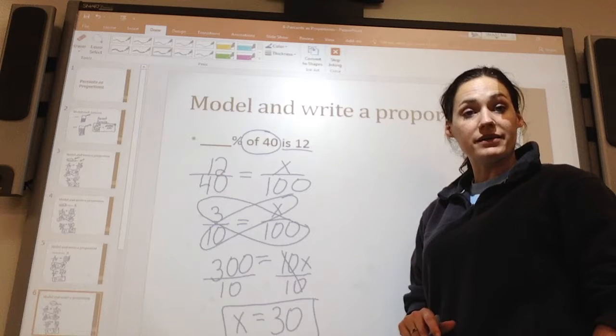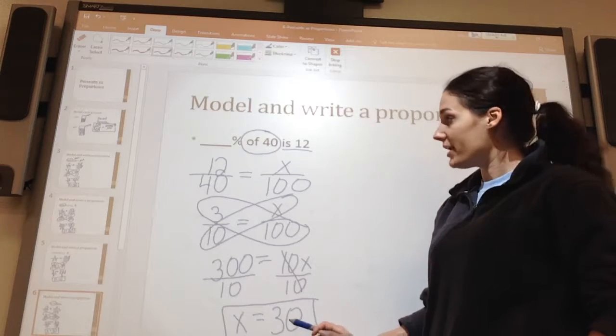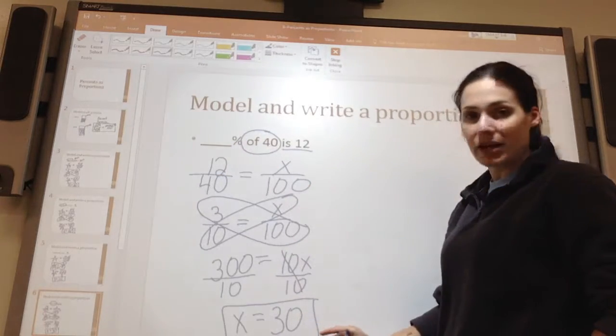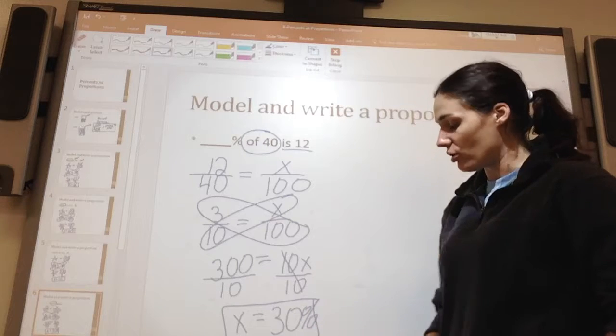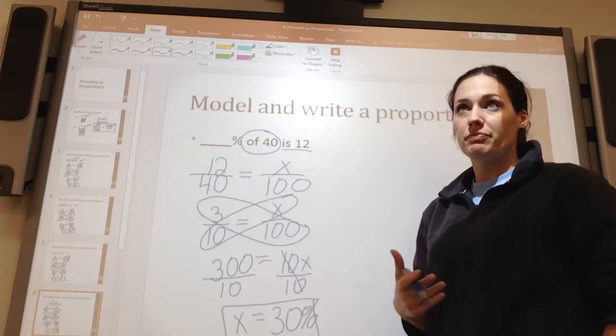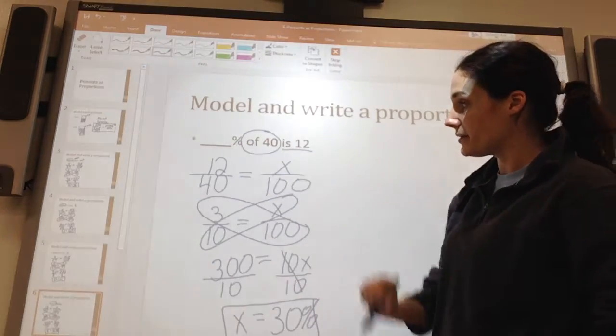Oh, I forgot one thing. What type of number is this? Hopefully maybe some of you saw it. This is blank percent. So in my answer, this is the only kind of problem where you need to answer with a label of some type. It's 30%. Make sure you put the percent sign on it because that's what I'm trying to find.